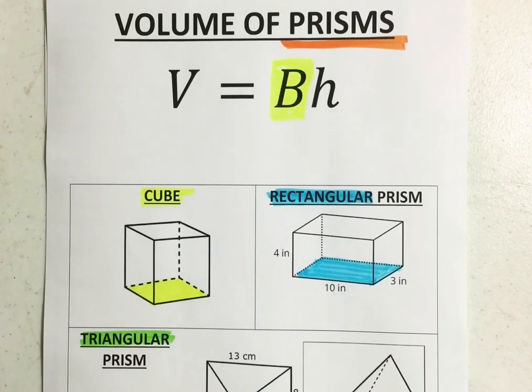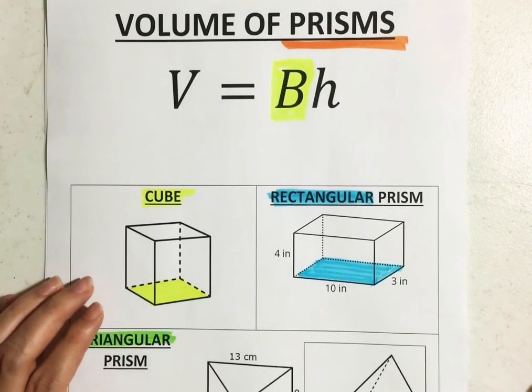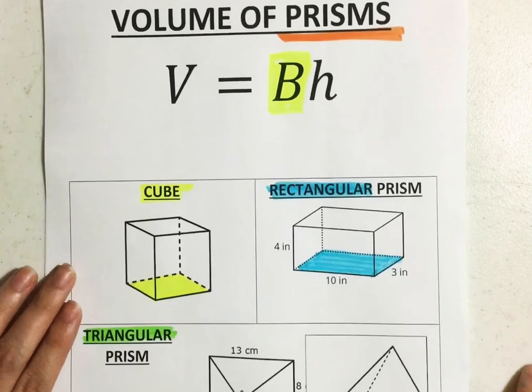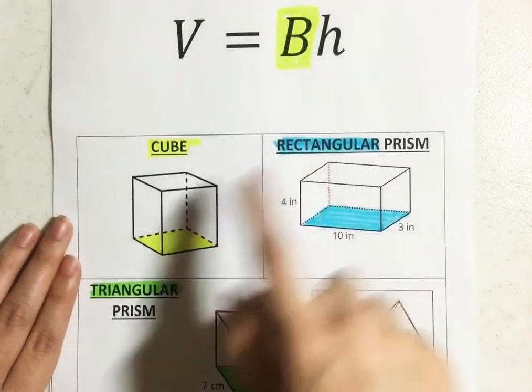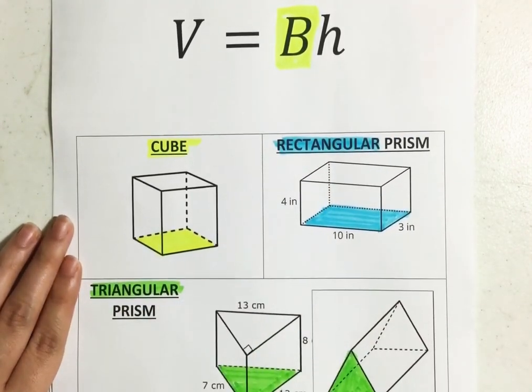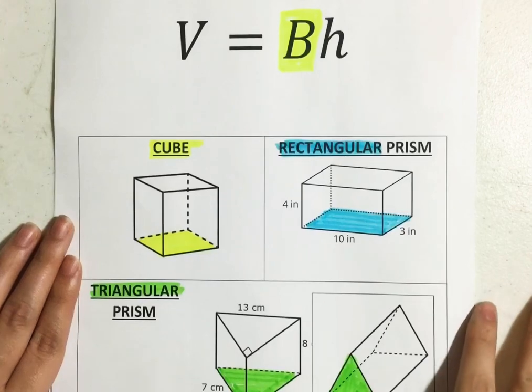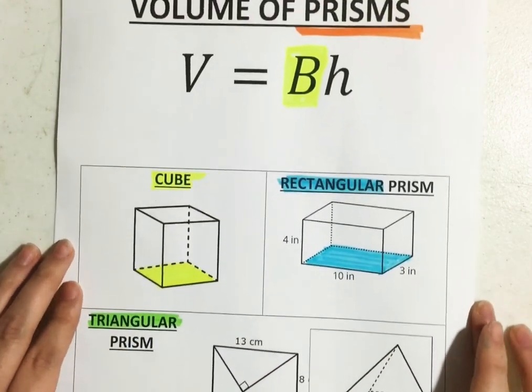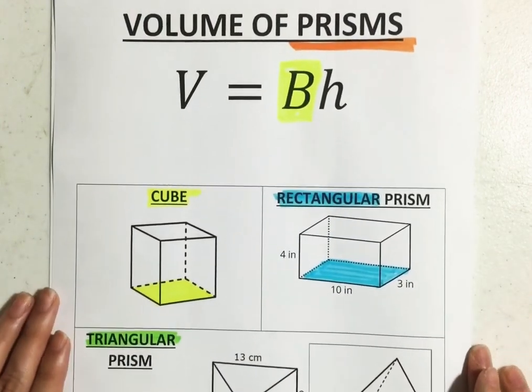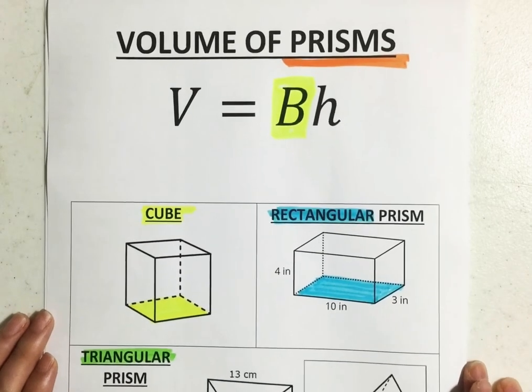Hello guys, in this video we're going to be finding volume of prisms, okay? So let's just remember we've learned three different types of prisms. We've learned cube, rectangular prism, triangular prism, okay? And they have two bases, but we're only going to focus on one of them, okay? Now, the volume of the prisms has a unique formula.